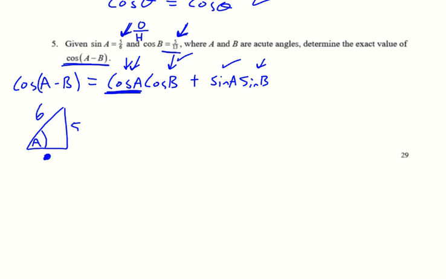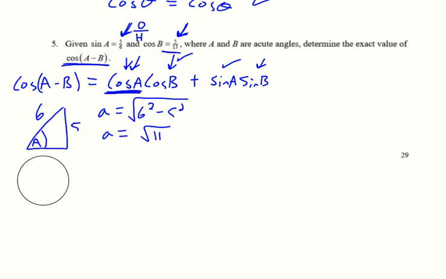So maybe you can see what's happening here. We need to use the Pythagorean theorem to solve for that one. Let's call this side A. I'm just going to do the Pythagorean theorem all in one step here. A is equal to the square root of 6 squared minus 5 squared. So A is equal to the square root of 11. So that's what this is. All right, so we got that piece of the puzzle.